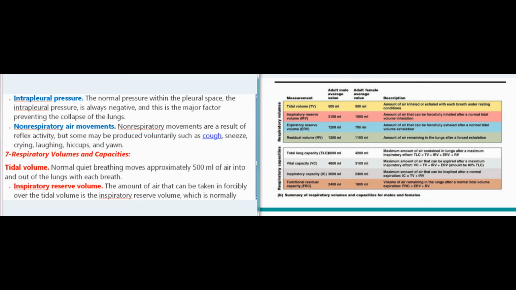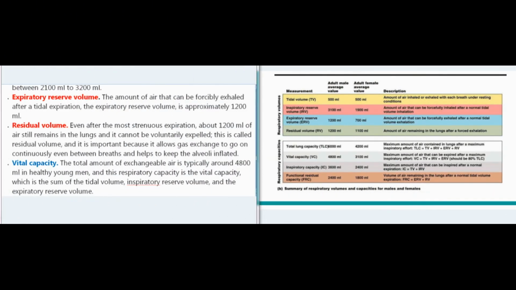7. Respiratory volumes and capacities. Tidal volume. Normal quiet breathing moves approximately 500 ml of air into and out of the lungs with each breath. Inspiratory reserve volume. The amount of air that can be taken in forcibly over the tidal volume is the inspiratory reserve volume, which is normally between 2100 ml to 3200 ml.